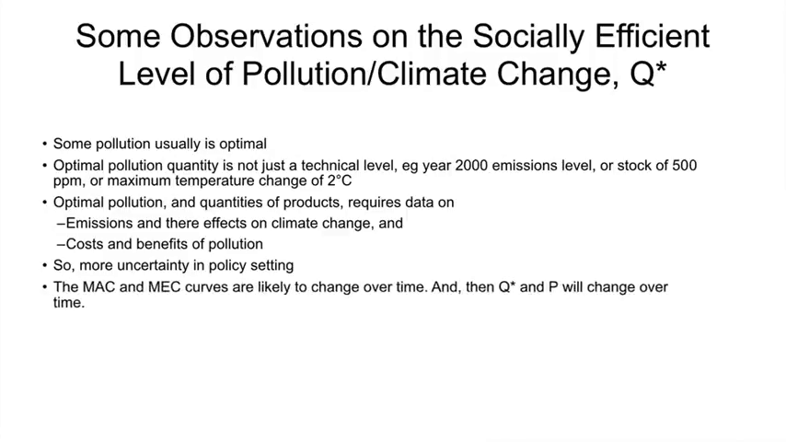And a further observation is that those marginal abatement cost curves and marginal external cost curves will shift over time. So the optimal level Q star and the optimal price, where the MEC is equal to the MAC, is going to vary over time. So if we're really serious, there's not going to be a once-only solution to what's the right amount of pollution. It's going to change as we get new information about those curves.